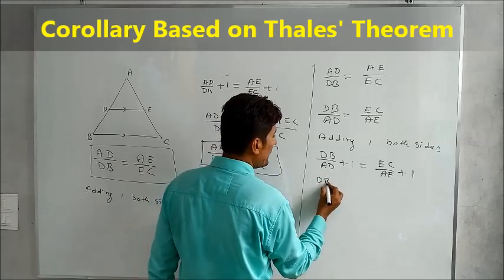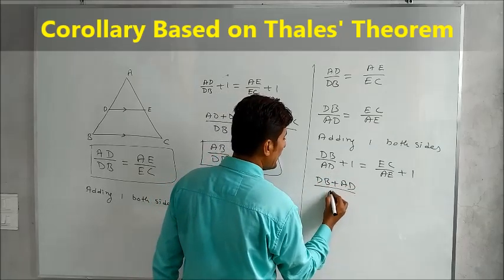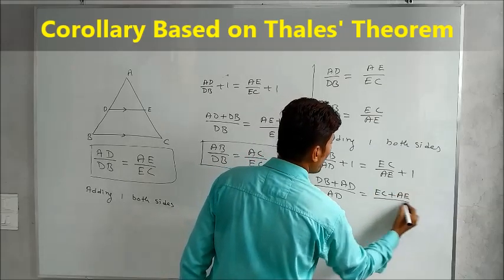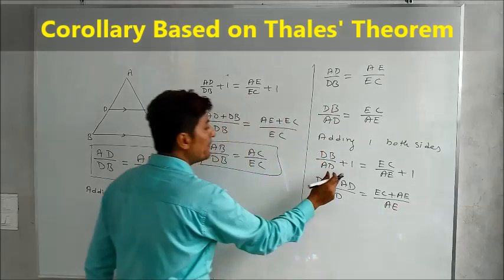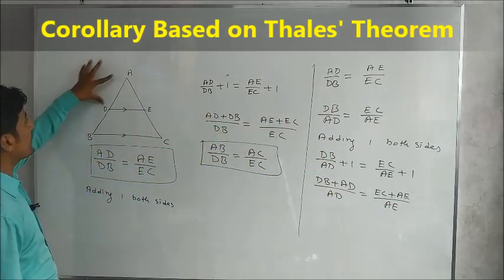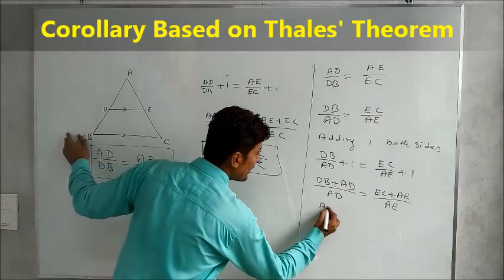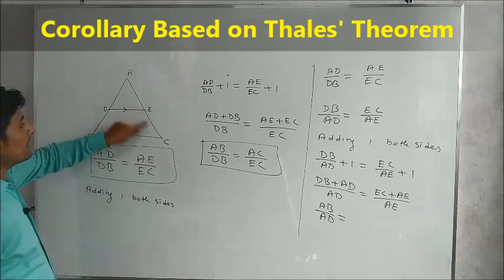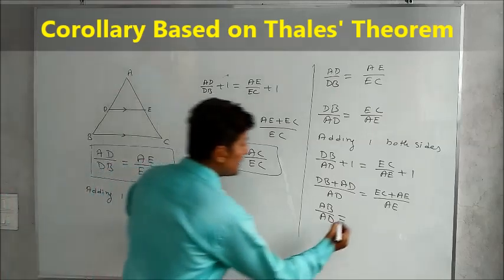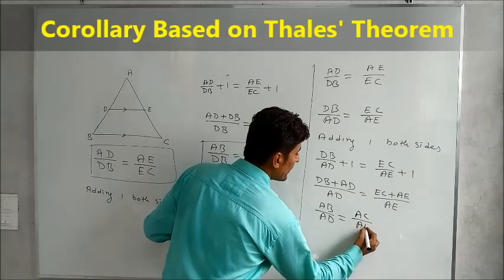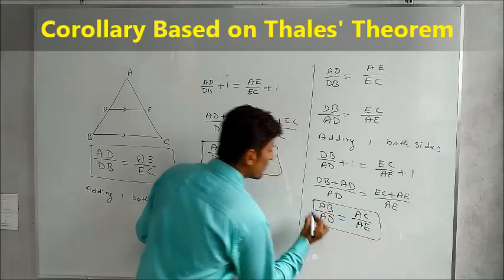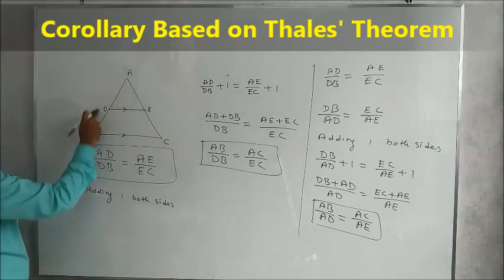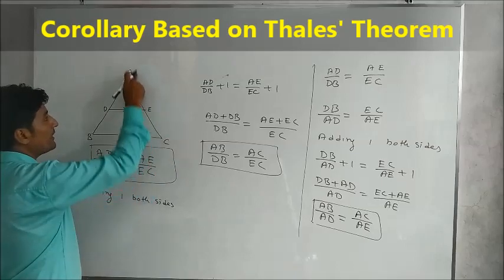After that we can write DB plus AD upon AD equals EC plus AE upon AE. DB plus AD equals AB, so we write AB upon AD, and EC plus AE can be written as AC, so AC upon AE. So we got the third conclusion: AB upon AD is equal to AC upon AE.